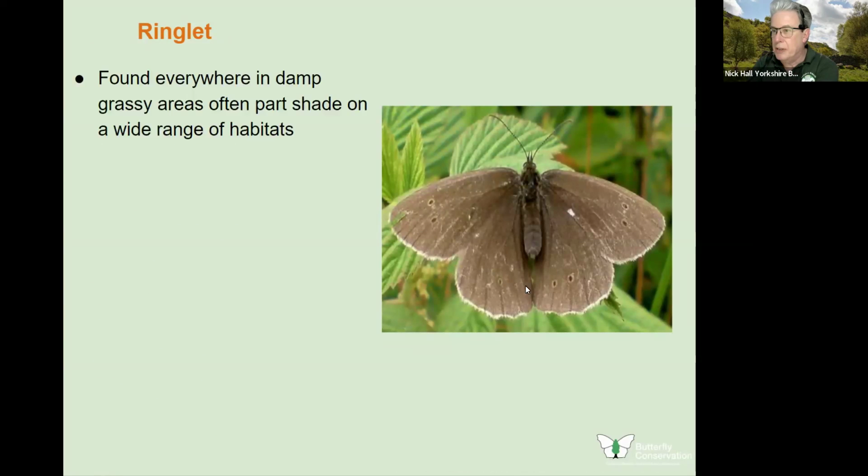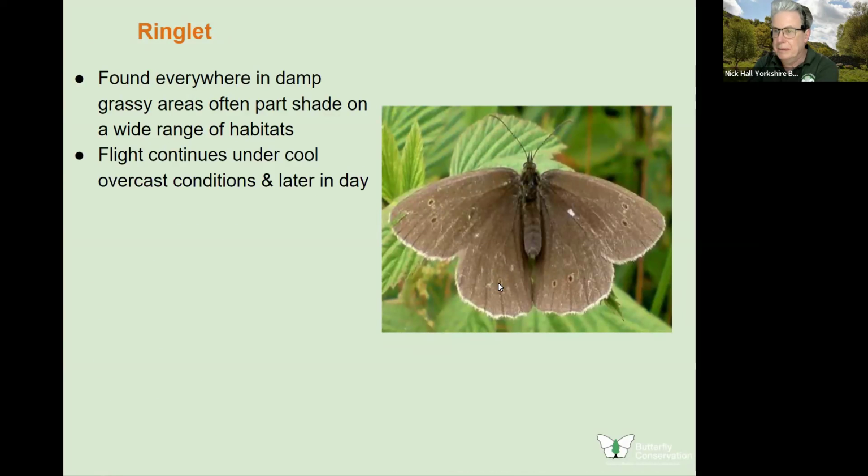So the ringlet is smaller and darker, although it goes paler as it gets older. Eye spots are not very visible. It usually frequents damp, grassy areas, sometimes in part shade, and you can get them in a wide range of habitats. It's a relatively recent addition to the Yorkshire list. They really began to move in the 1990s, so it's only been on a lot of our transects for less than 30 years.